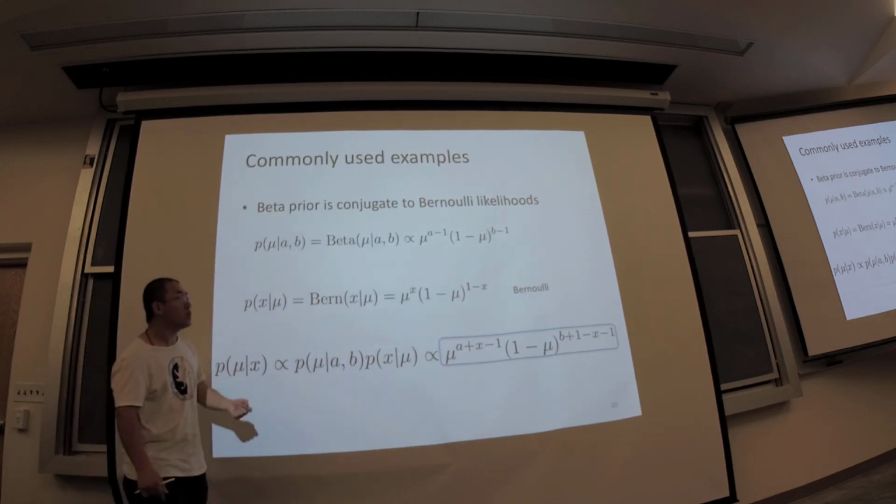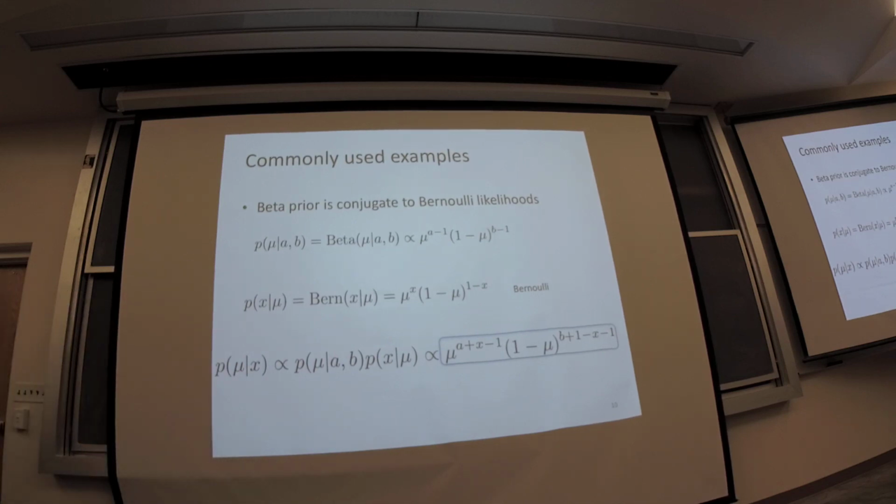When we merge terms regarding mu, we can merge the terms with mu as the base by adding the exponents, which is x plus a minus 1. Similarly, we merge all the terms with 1 minus mu as the base, so it becomes b plus 1 minus x minus 1. So now we know the posterior distribution is proportional to mu to some exponent, multiplying 1 minus mu to some exponent. So what do we conclude right now?